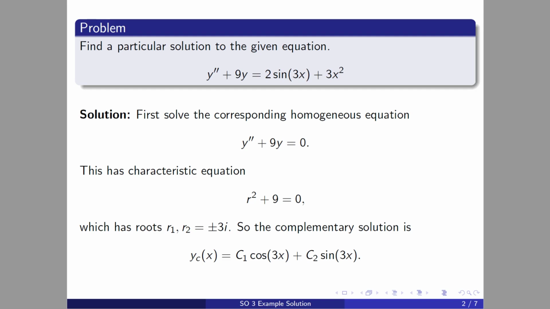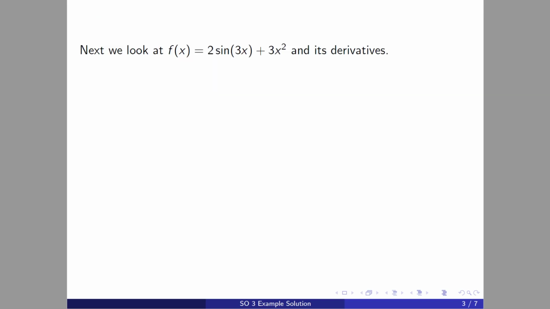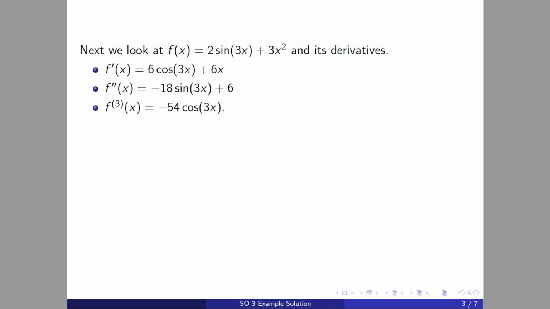That means if we tried to incorporate cosine and sine into our general answer, all they're going to produce is zeros when we plug them into the equation, so they're not going to be helpful. To figure out what we actually need, we need to look at that right-hand side and its derivatives to see everything that could possibly show up. The right-hand side was 2 sine of 3x plus 3x squared. Its derivatives are 6 cosine of 3x plus 6x, negative 18 sine of 3x plus 6, and negative 54 cosine of 3x. Inspecting this, we see that sine and cosine of 3x will show up, and x squared, x, and constant terms will also show up.